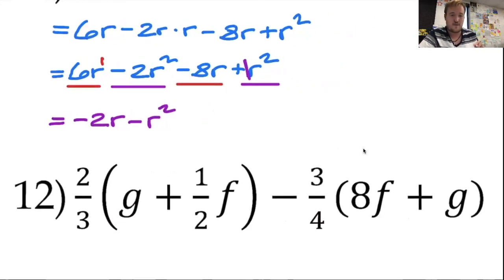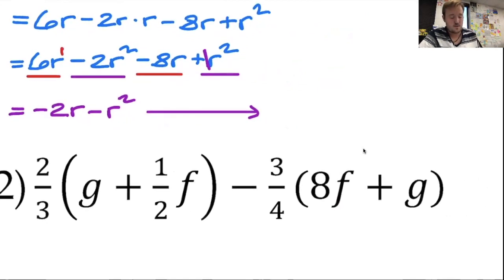So we actually have one more step on this one. So look at the order. It's not in descending order, so I need to rearrange it. So we have a higher exponent of 2 as opposed to this 1 that's over here, right there. So I'm going to rewrite it as negative r squared minus 2r. This is what you would look for.